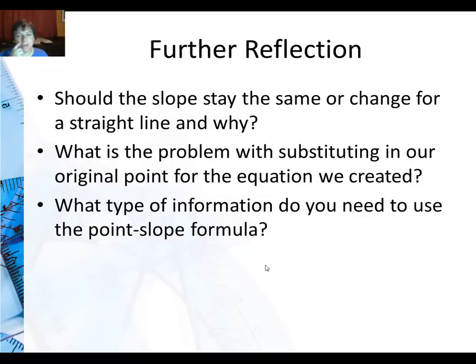So for further reflection, should the slope stay the same or change for a straight line, and why? What is the problem with substituting in our original point for the equation we created from the slope? And what type of information do you need to use the point-slope formula?